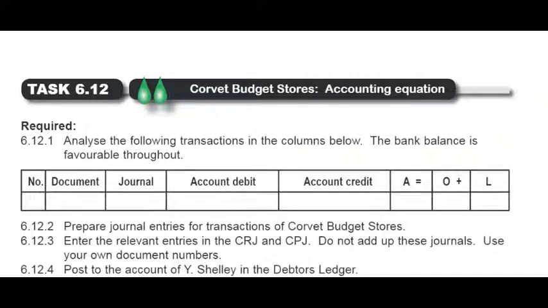This is the first video for the memo of task 6.12. I will record more than one video because it was such a long exercise. And in this video, I am going to deal with the accounting equation of COVID budget stores.